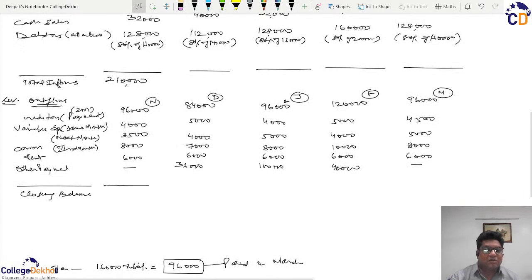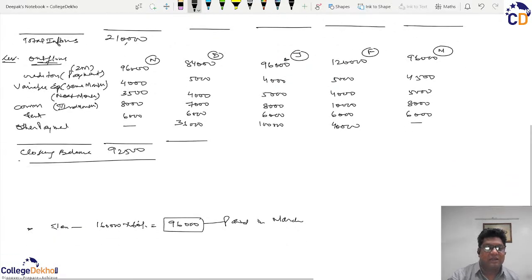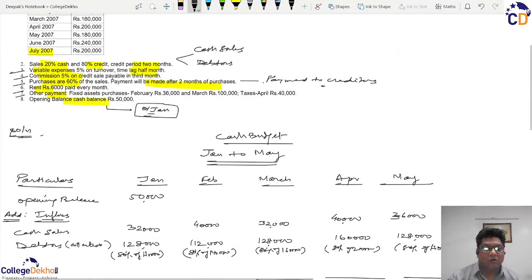तो दिस 210 में से अगर हम ये सारे आउटफ्लो माइनस करेंगे, दैट इज जो 2,10,000 हमारा इनफ्लो था उसमें से 96,000 क्रेडिटर्स के, 4,000 एक, 3,500 एक और 14,000 अगर करेंगे तो 92,500 जो है वो हमारा यहाँ का क्लोजिंग बैलेंस आ जाएगा. ये जो क्लोजिंग बैलेंस है दैट विल बिकम द ओपनिंग बैलेंस ऑफ फेब्रुअरी.